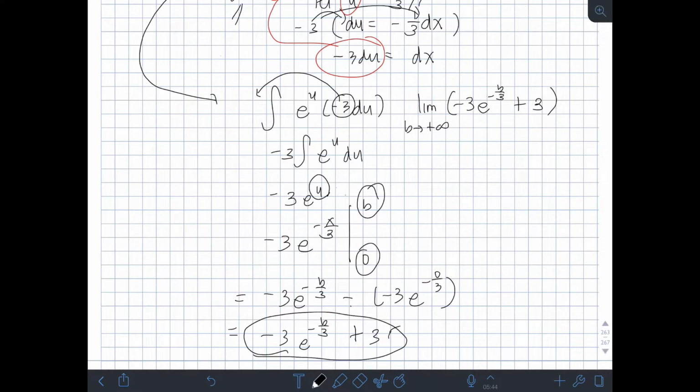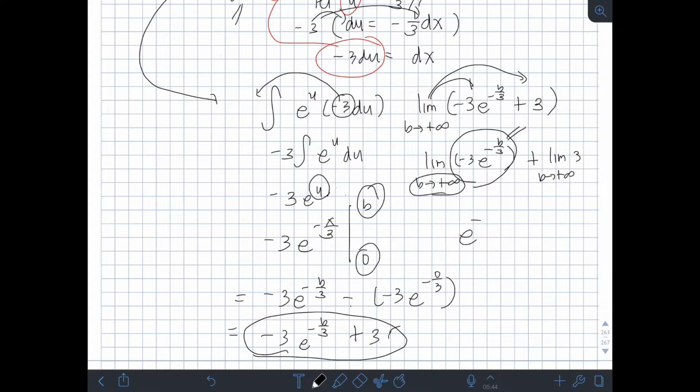as b approaches positive infinity. So, we can distribute the limit. So, the limit of negative 3 e raised to negative b over 3 as b approaches positive infinity, then, plus the limit of 3 as b approaches positive infinity. So, this expression, negative 3 e raised to negative b over 3, as our b approaches positive infinity, what will its value be? E raised to negative of, let's say, 99999 over 3. So, the exponent of e is the negative of a large value. So, this means it will approach 0.